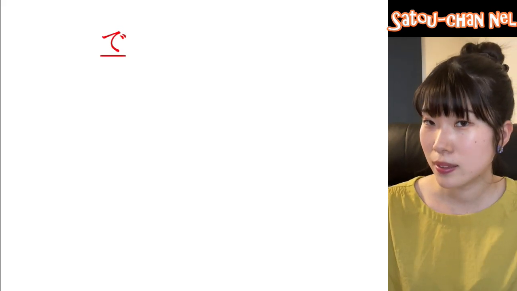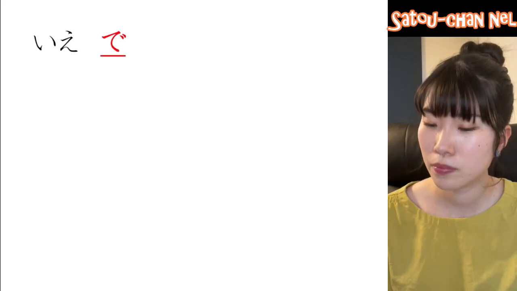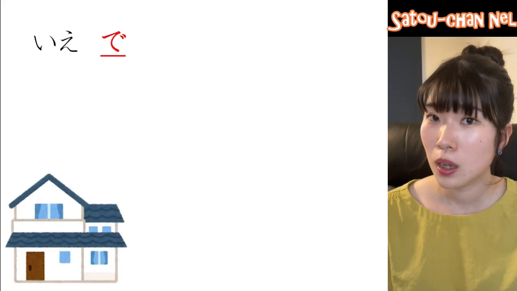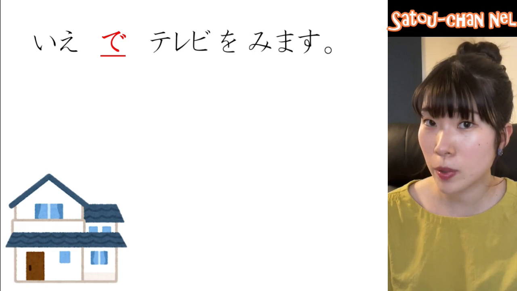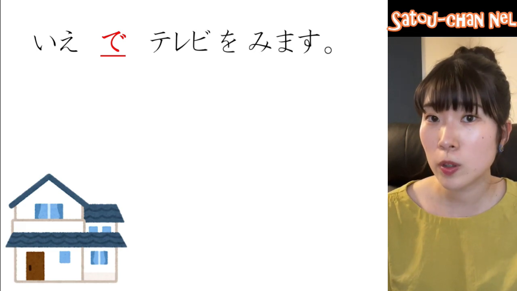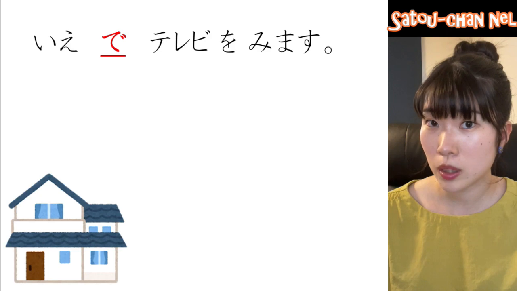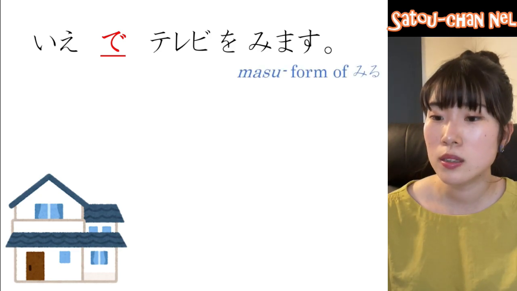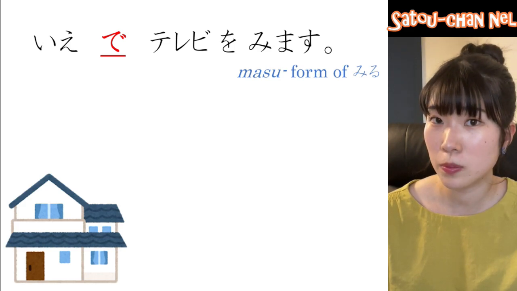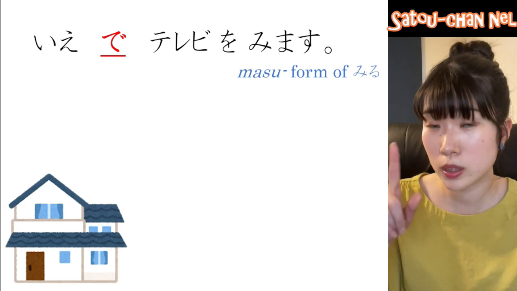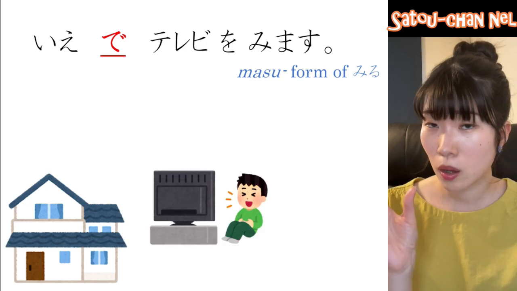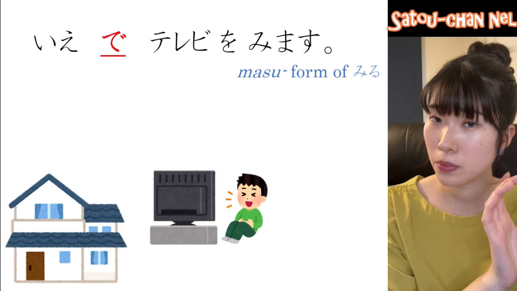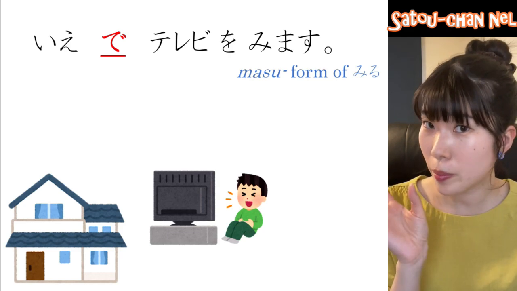Particle で. 家 is home, house. 家でテレビを見ます. テレビ means TV and 見ます is the masu form of the verb 見る, to watch, to see. 家 home and テレビを見ます, I watch TV. What do you think this particle で means here?